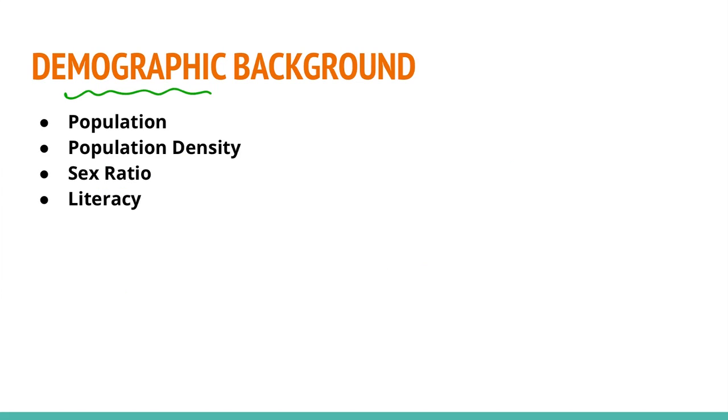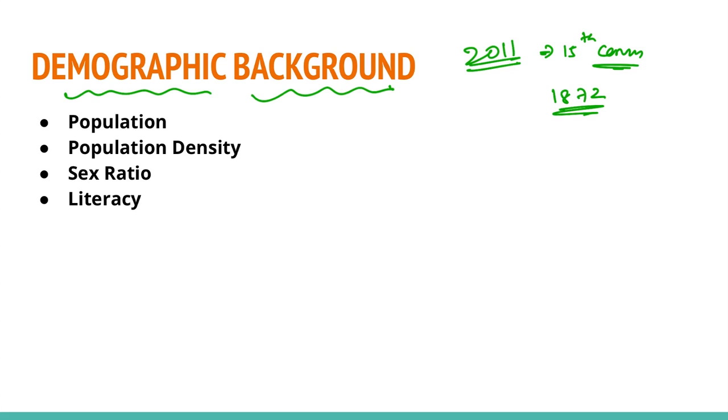So let's discuss the demographic background of our country based on the 2011 census, which was the 15th census of its kind since 1872. First, coming to population census, the population of India as on March 1st, 2011 stood at 1210.9 million. Currently, it is estimated at nearly 138 crores.